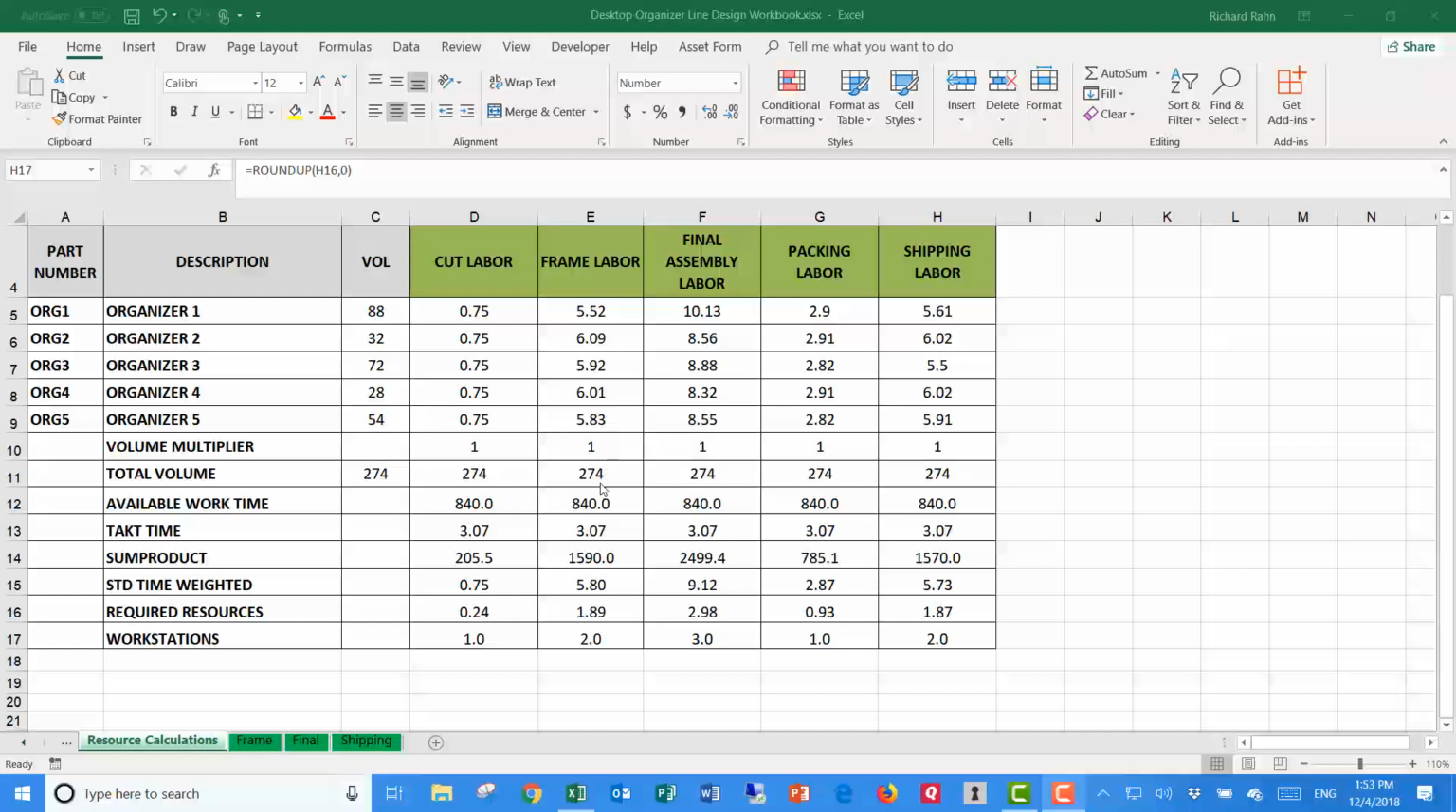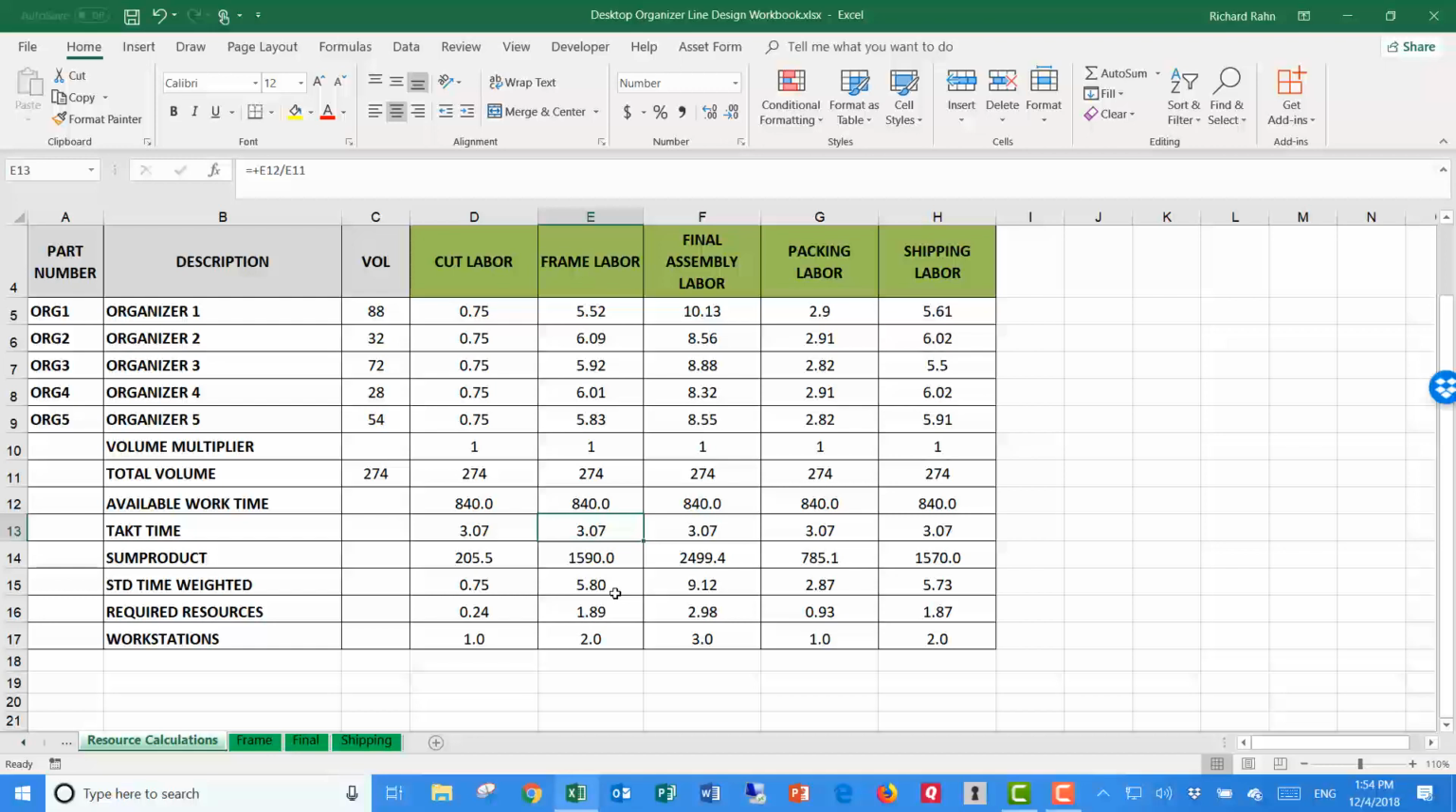Now moving down the rows here, the total volume is 274. It could be different if we had optionality or rework or scrap. That volume going through that process could vary. In this case, we're keeping it simple. We have 840 minutes. That's 2 shifts of work time available during a 24-hour period, and that gives us a time target or takt time of 3.07 minutes per unit.